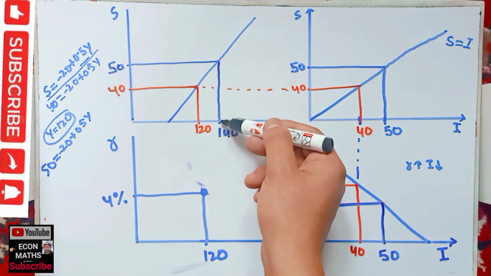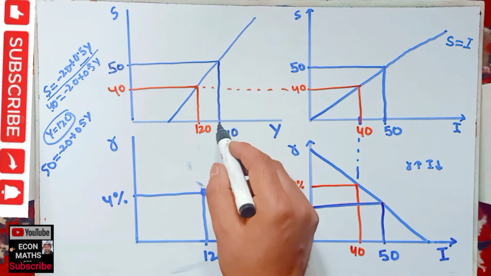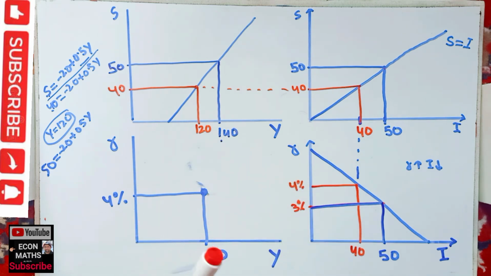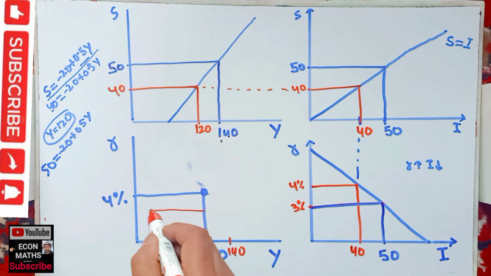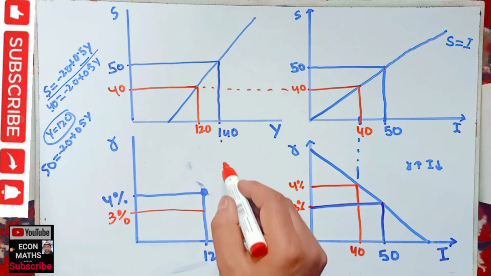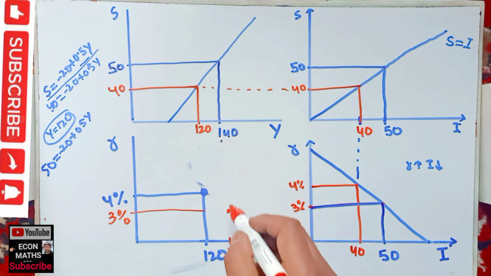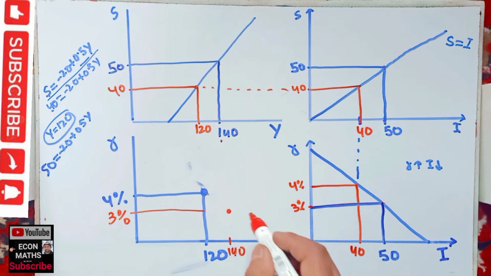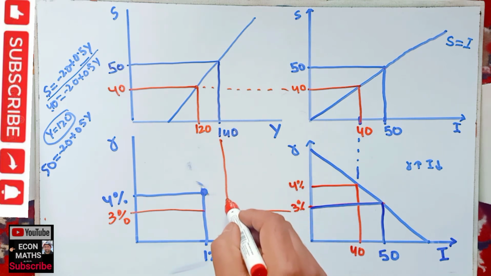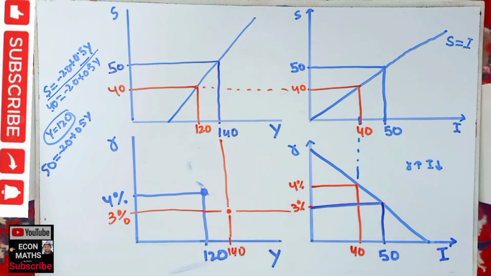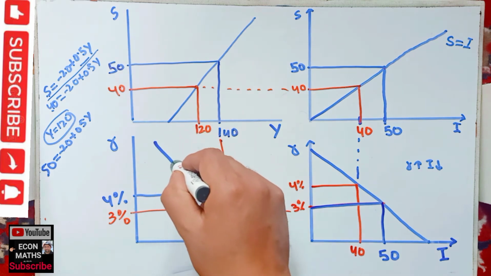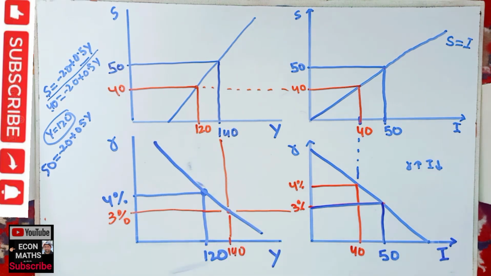Now we take this very point 140 here. We have 140, and correspondingly the rate of interest is 3%. Now joining these 2 points, this 3% and 140, we get a curve, because for drawing any curve we need at least 2 points.